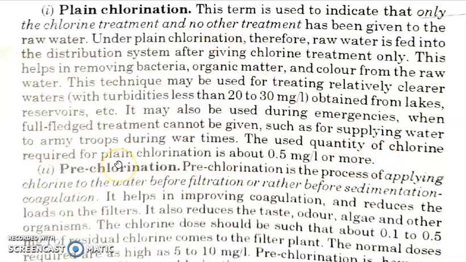The dosage of chlorine added is about 0.5 mg per liter or even more than that. Depending upon the quality of the water, you have to decide what the dosage of chlorine should be when you are practicing plain chlorination.